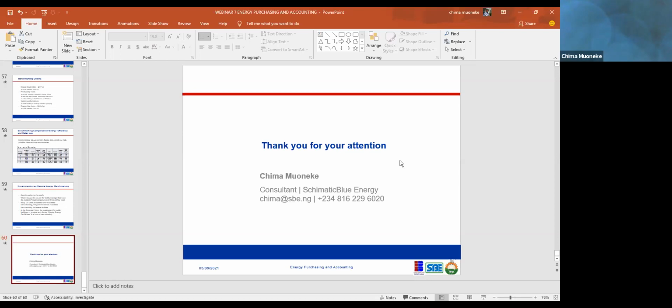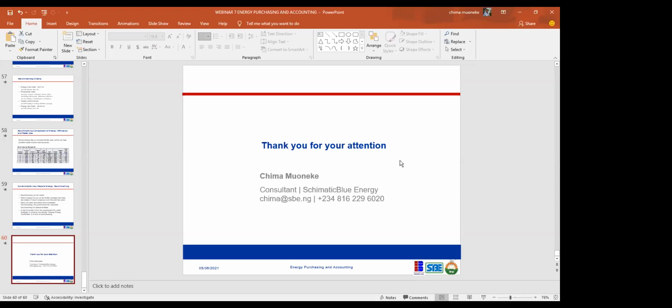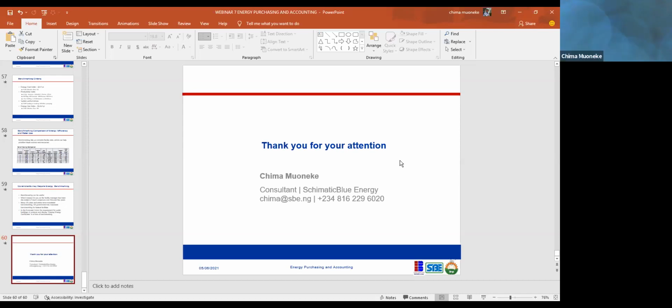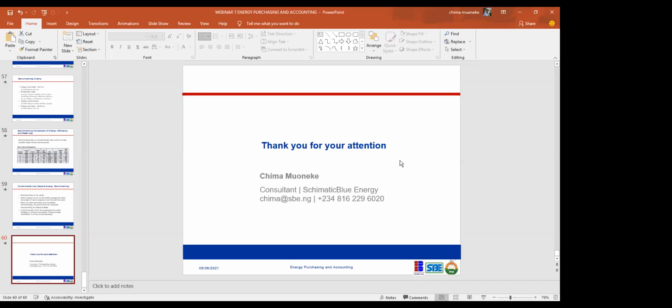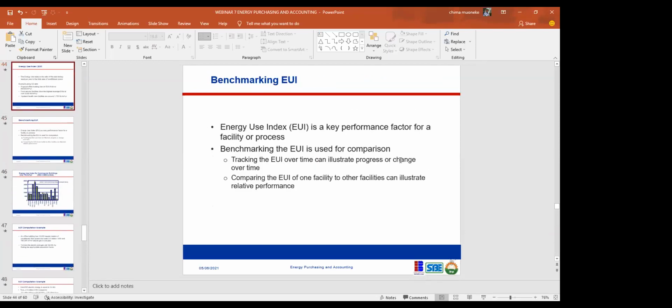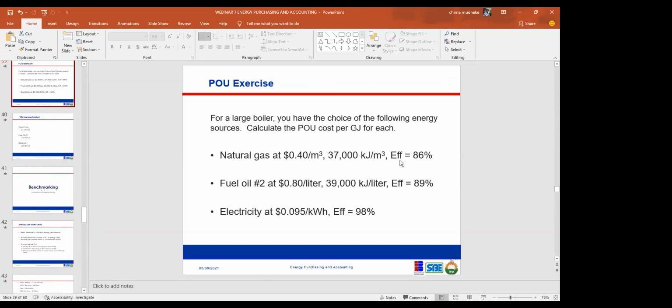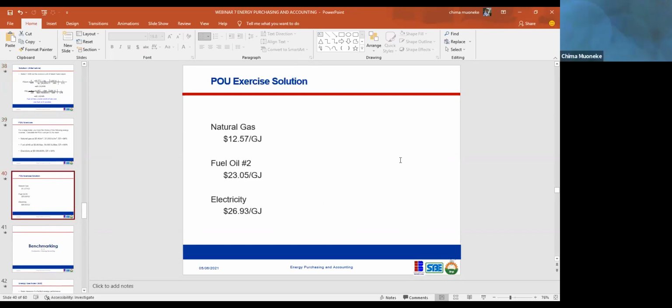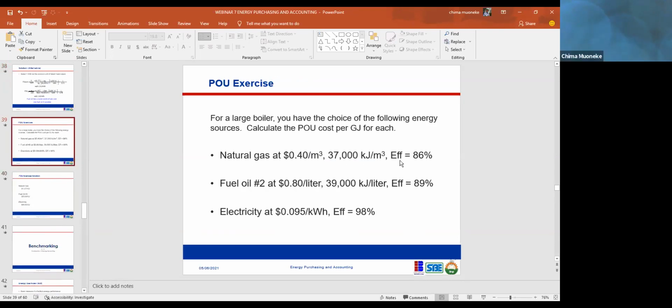Maybe before we talk about how we can do better, please, I think I didn't do this electricity part. I did the natural gas and the fuel oil. The other person, whether it's you who just ran me through, on electricity, where we have 0.095 kilowatt hour, and the efficiency was 98%.